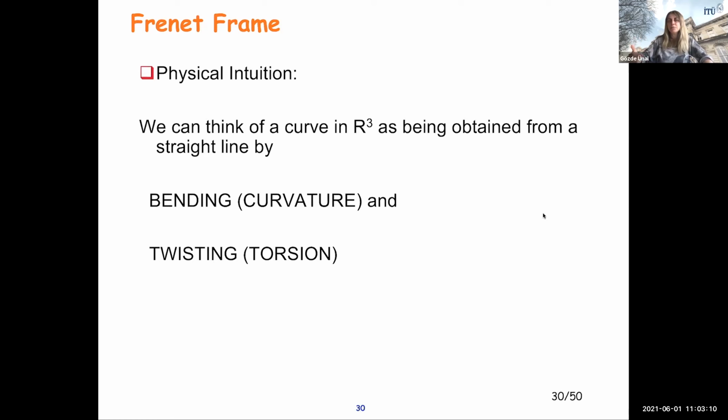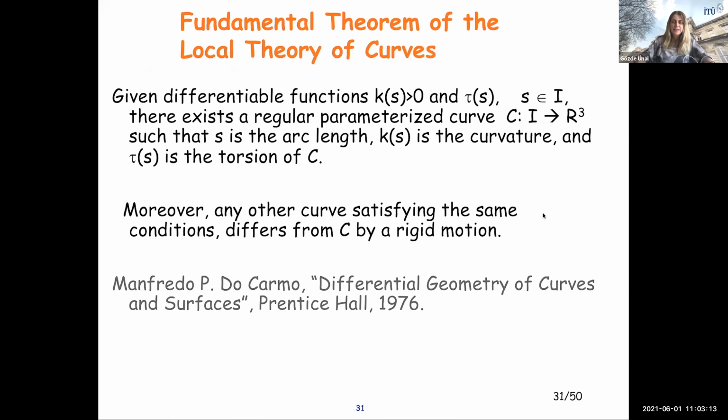So we're trying to characterize curves, and the Frenet frame really helps us do that. And this is the biggest theorem in the differential geometry of curves, the fundamental theorem. It says, given differentiable functions kappa and tau, kappa is the curvature, tau is the torsion, and S is the parameter here. S is the arc length, I see it in the definition of the theorem.